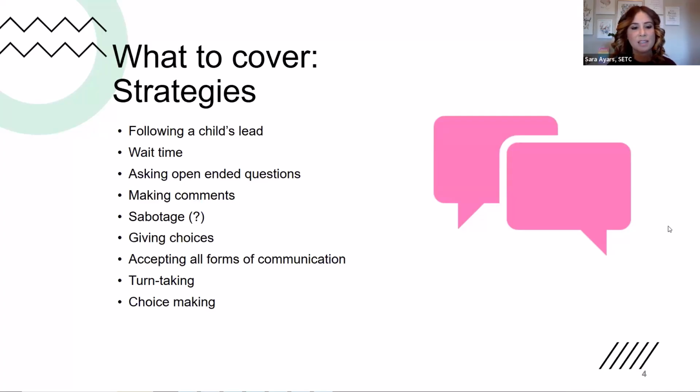Sabotage, that is something that is still talked about, but coming from a neurodiversity affirming lens, not sure that's something we would necessarily want to do all the time. I think you'd have to be really cautious in this.